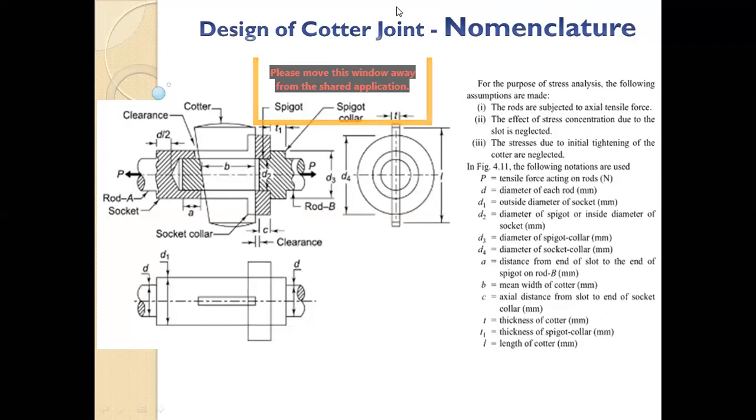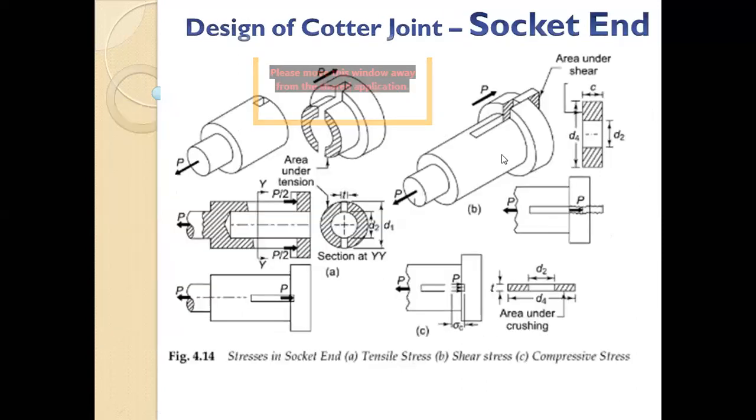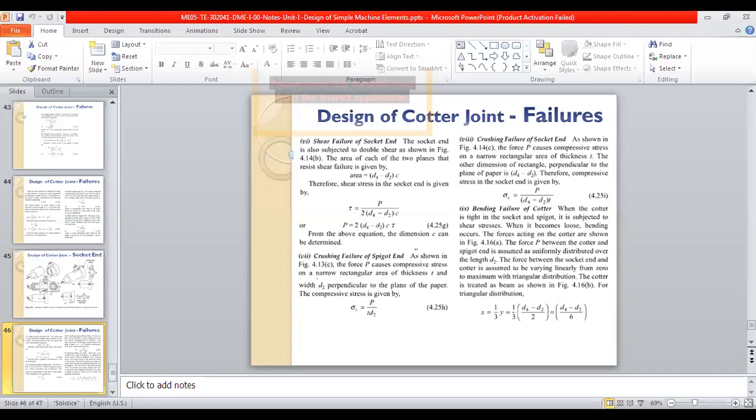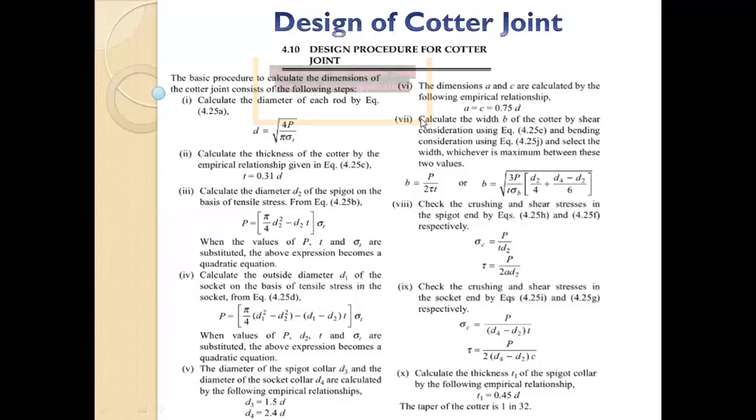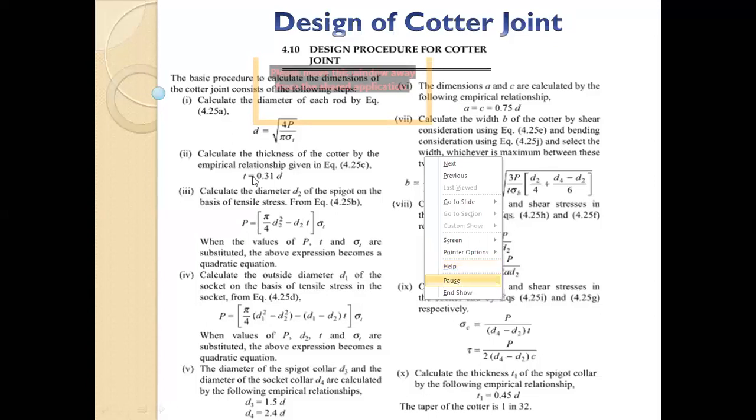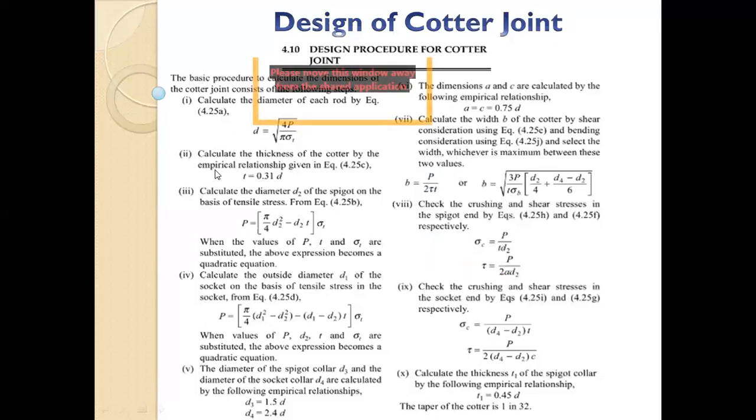Okay, so let's go there now. Design procedure. This is the procedure for the design of the cotter. Now the first step in the design is that you will be given the load. What is the load on the cotter, or what is the load it has to carry successfully? That load is denoted by the symbol P, right?